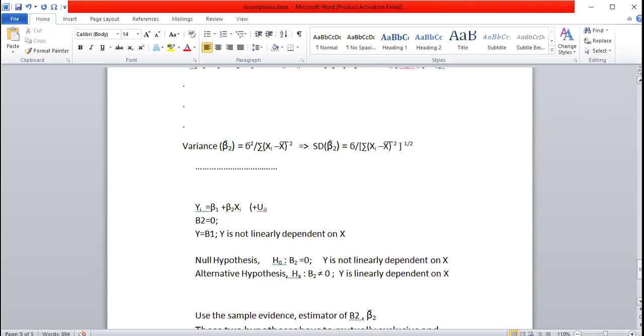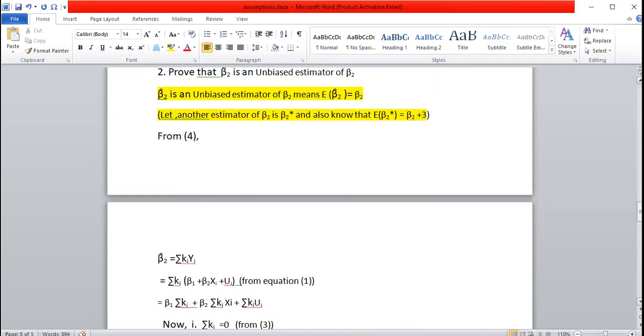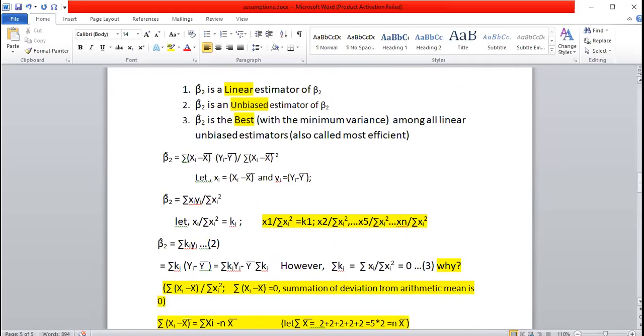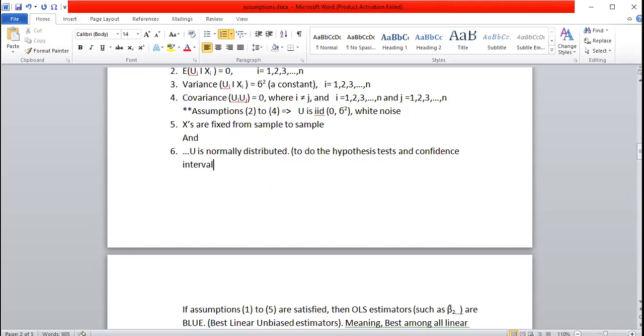Beta 2 hat will be normally distributed if assumption number 6 is satisfied. Have we talked about assumption number 6? No. We had talked about 5 assumptions. Assumption number 6 is U is normally distributed. This is the 6th assumption you need. Never forget this.